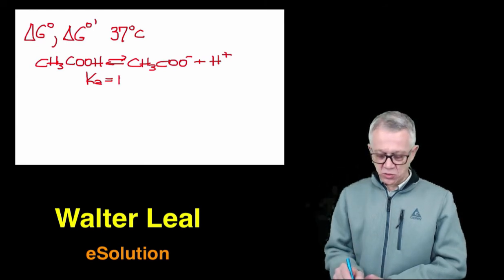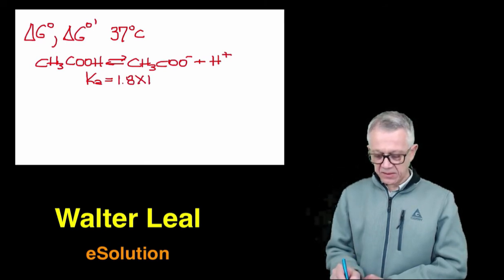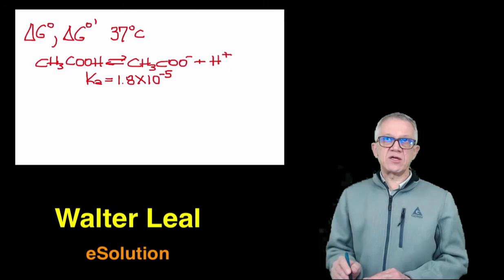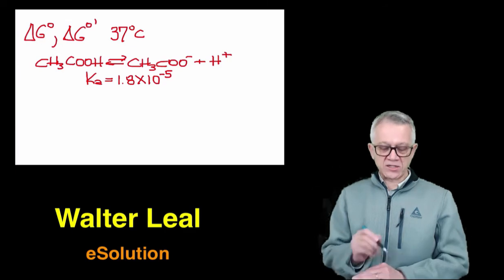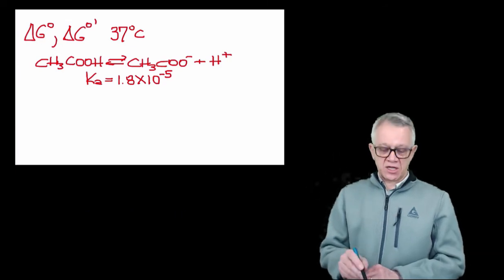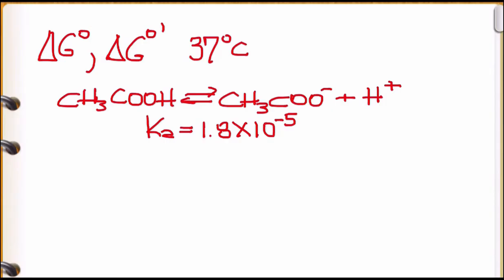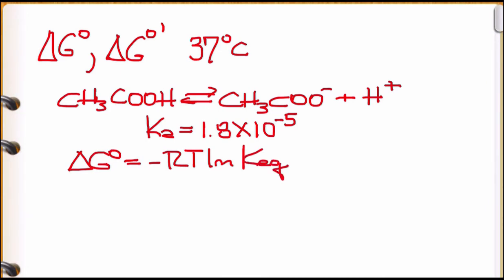The equilibrium constant for this reaction is also known as Ka, and the known value for that is 1.8 times 10 to the power of negative 5. That's the information we are going to use to calculate delta G naught and delta G naught prime. So in this case, we use the equation that we already know: delta G naught equals minus RT natural logarithm of the equilibrium constant, in this case Ka.